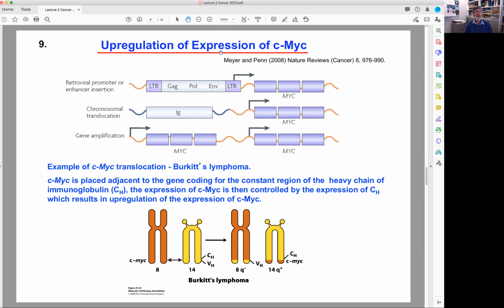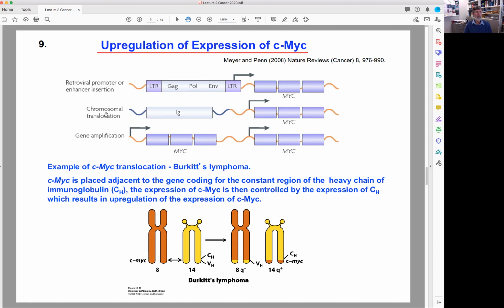So here we're looking again at the first examples we saw on the previous slide, upregulation of expression of c-MYC. And really it's similar information, but we've got some little diagrams now just to show you. So you can have the insertion of this retroviral promoter, or an enhancer for that matter, upstream of MYC, so that MYC is now being regulated by the viral enhancer or promoter rather than its normal promoter, and that can cause increased expression of MYC.